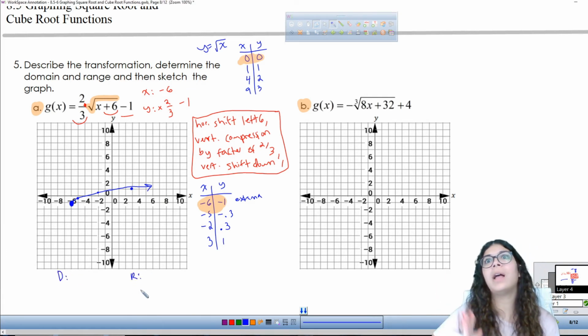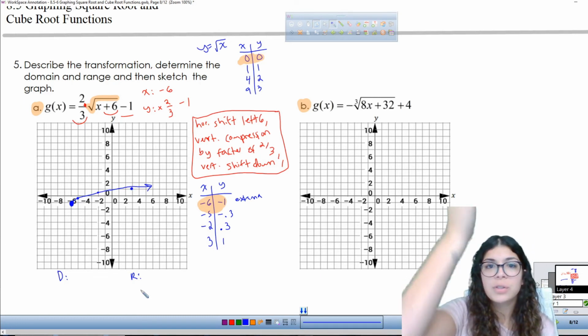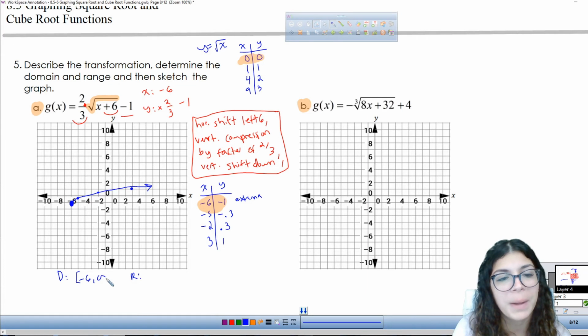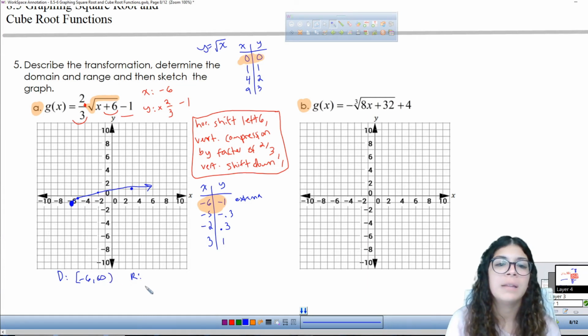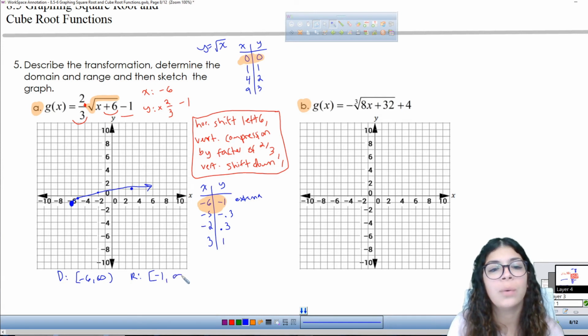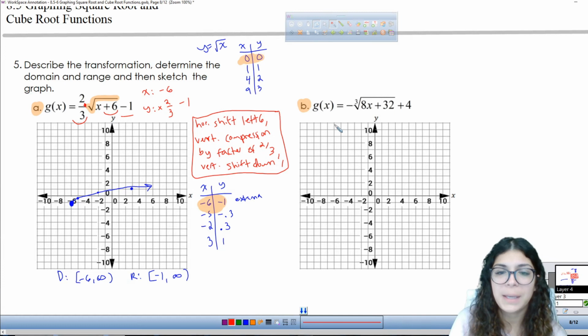Now, because this is still up and to the right, the x value is just going to start at the x value of the extrema, which is -6, and then go to +infinity, just like before. And then for the range, we'll just start with the y value of the extrema, -1, and then go to +infinity, just like before. All right, part B.